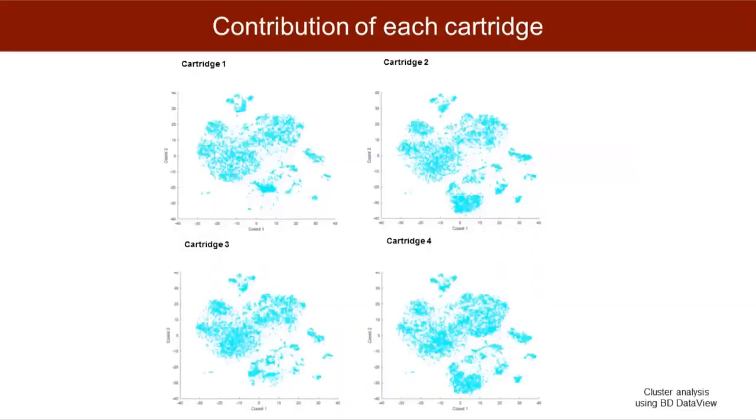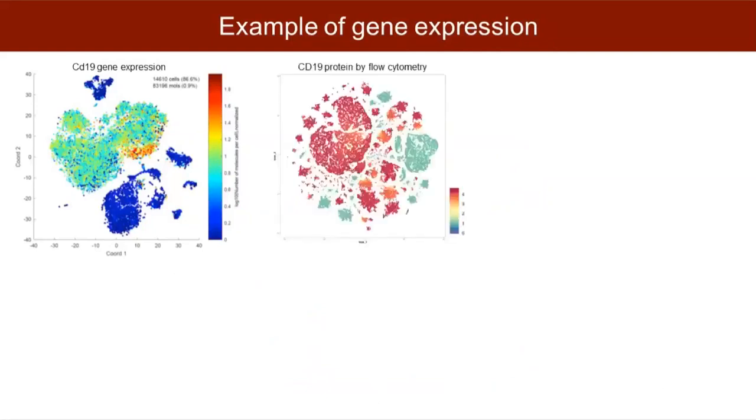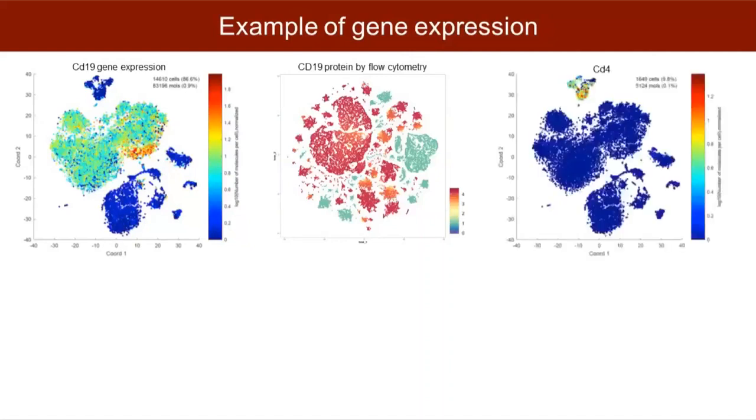Looking at the distribution of the t-SNE maps per cartridge, we didn't observe any batch effect caused by different cartridges. So this is how specific gene expression looks in the t-SNE plots that we made with the BD DataView. I'm showing here CD19 to highlight the B cell clusters. And as a comparison, we can also distinguish this population by flow cytometry based on surface protein expression. And then a different population, CD4 positive cells, highlights the T helper cluster on the top.